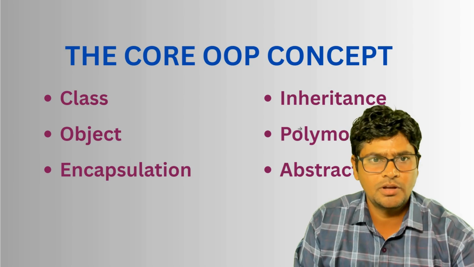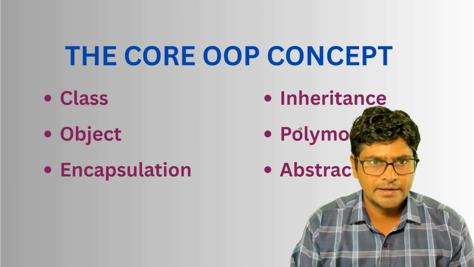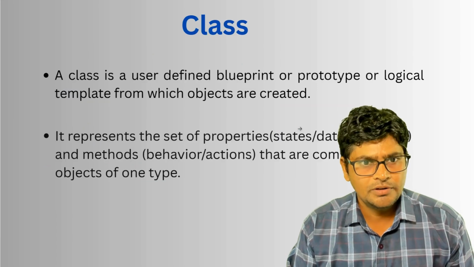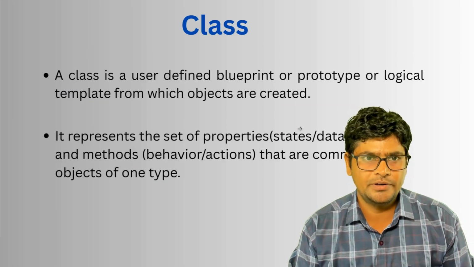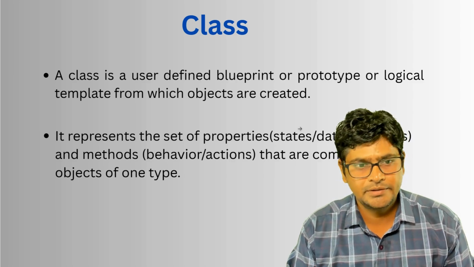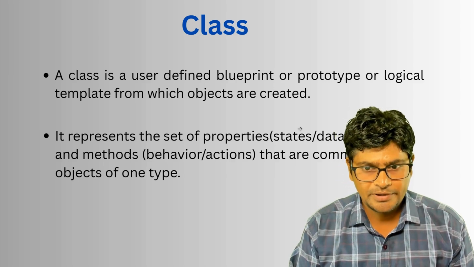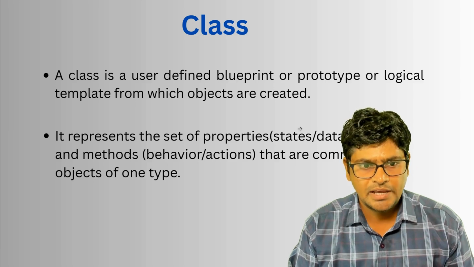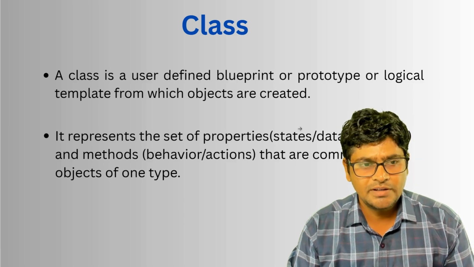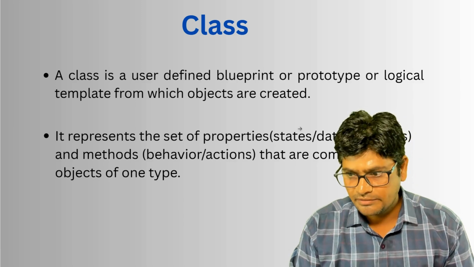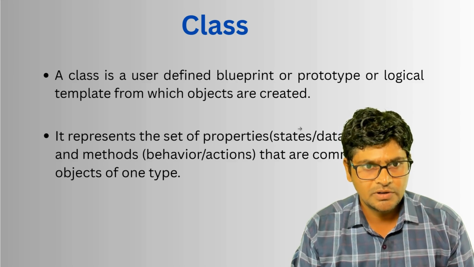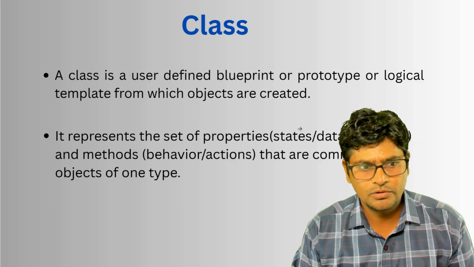Now the core concepts of OOP are class, object, encapsulation, inheritance, polymorphism and abstraction. Now let's look at the class. What is a class? Class is a user defined blueprint or a prototype or a logical template from which objects are created. It represents the set of properties, that is your states and data members, and methods, that is behavior or action, that are common to all objects of one type. Java is a fully encapsulated language where the data members and the code are always bound together, and the class is the one which binds the data members and code together.